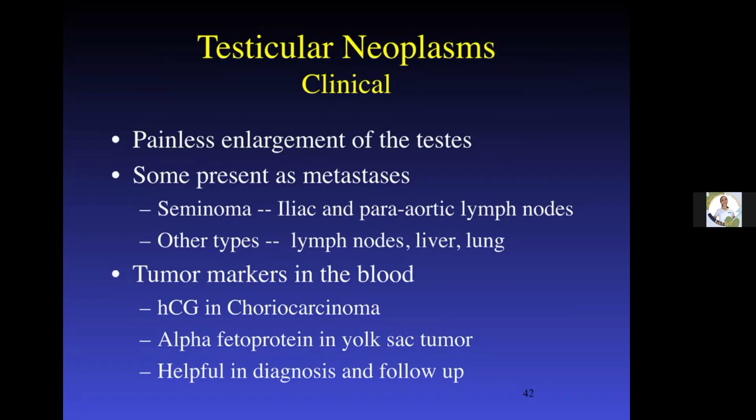So what are some of the tumor markers? For choriocarcinoma, you can request for beta-HCG. In yolk sac tumor, you can request for alpha-fetoprotein. They are helpful in the diagnosis and in follow-up of your patients.